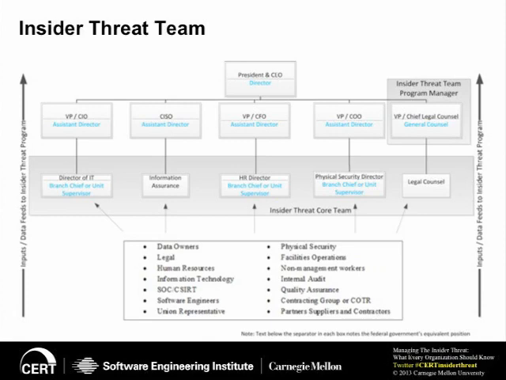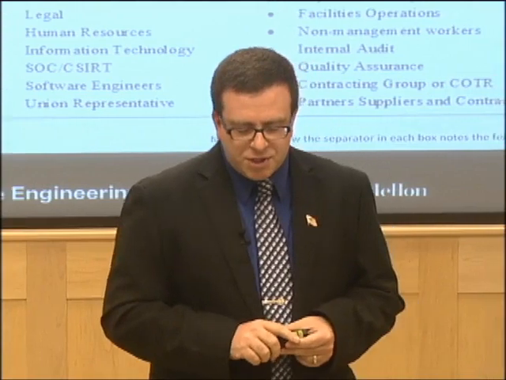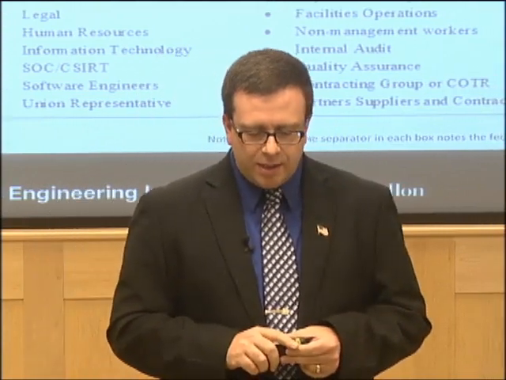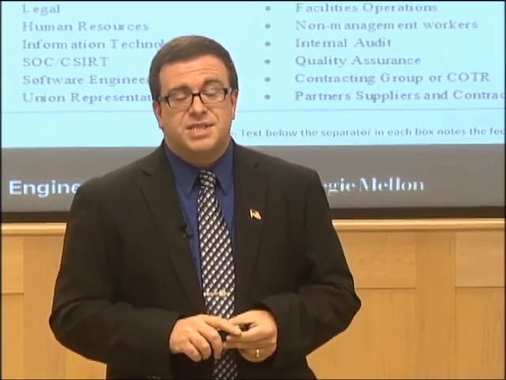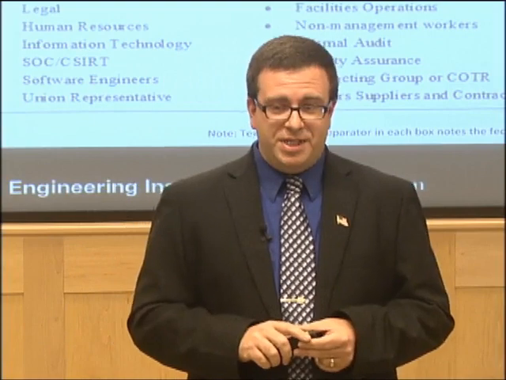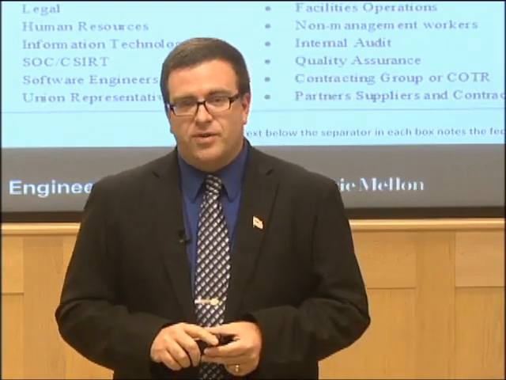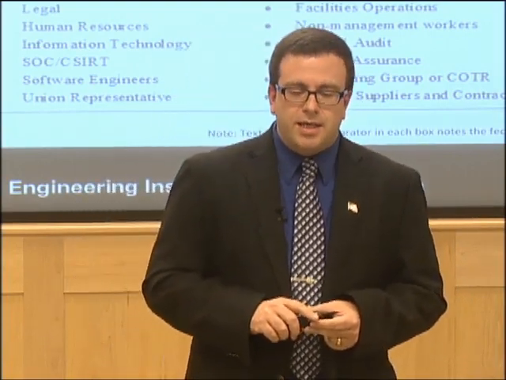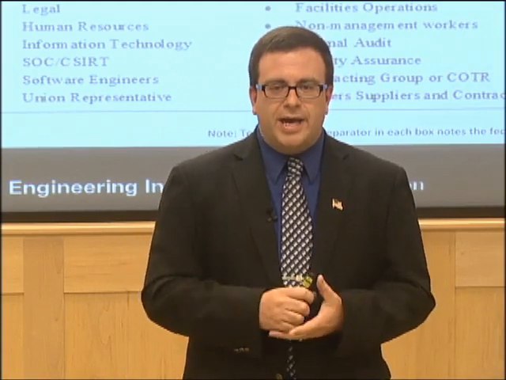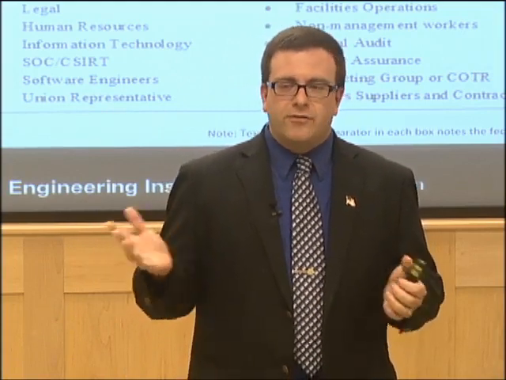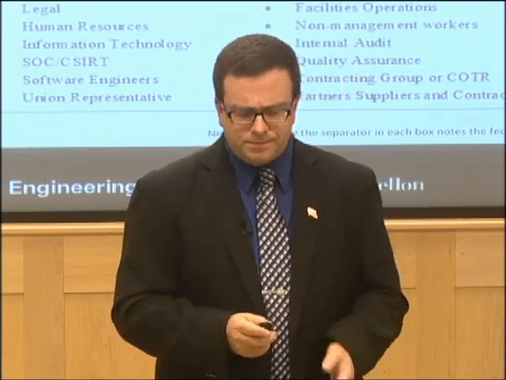You'll also notice that on this slide, there are 2 different colors of text. The blue text on the screen applies to the federal government. These are the equivalent positions within the federal government. The one position that is very important here is the chair of the insider threat team. It's a C-level position. It can't be delegated down to anybody else. This is very important because it shows that that individual has the authority to act within the organization, and they can collect that information from different departments within the organization.